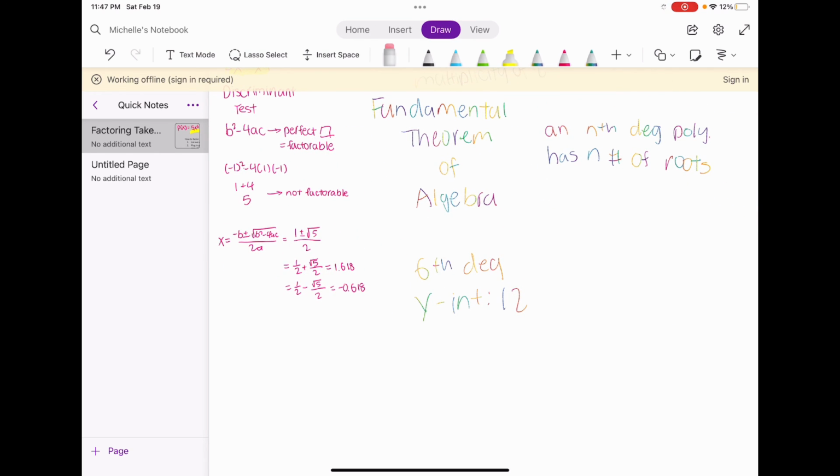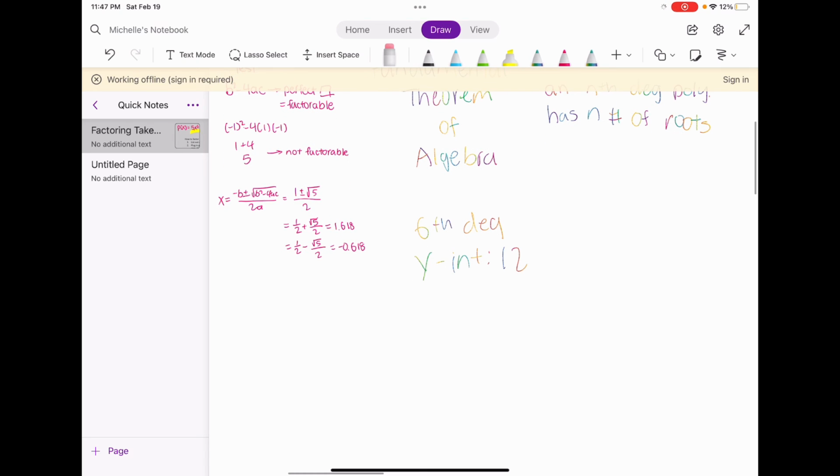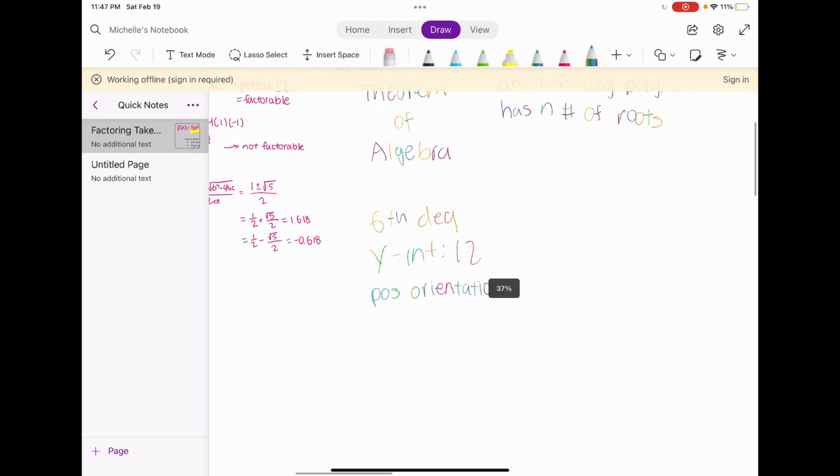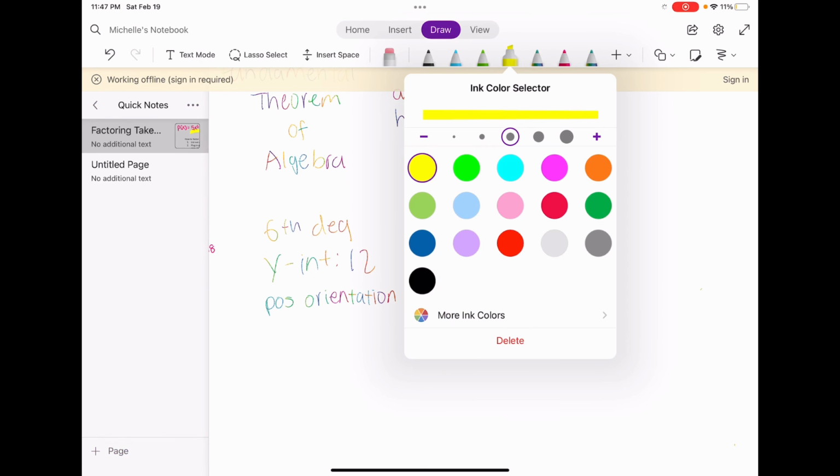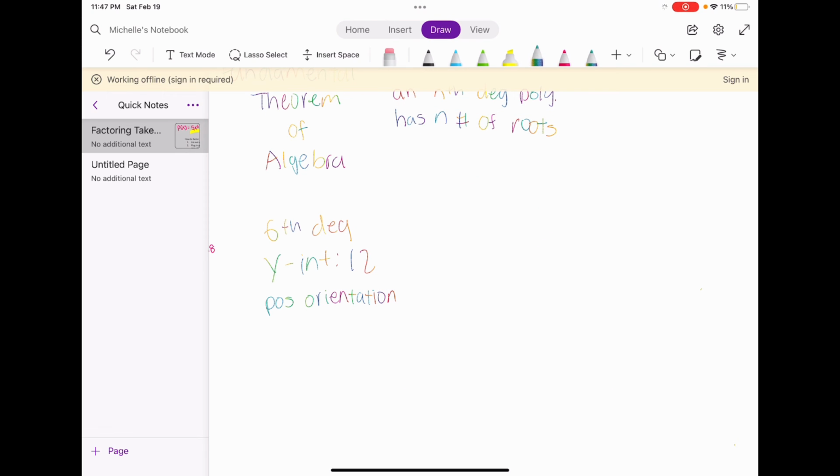We also know that we have a positive leading coefficient, which means that the graph is going to have a positive orientation. So the graph ends up going upwards. It ends off going upwards on the right side of the graph. If that makes sense. Whatever, I'm just gonna graph it. If it doesn't make sense now, it's gonna make sense later.